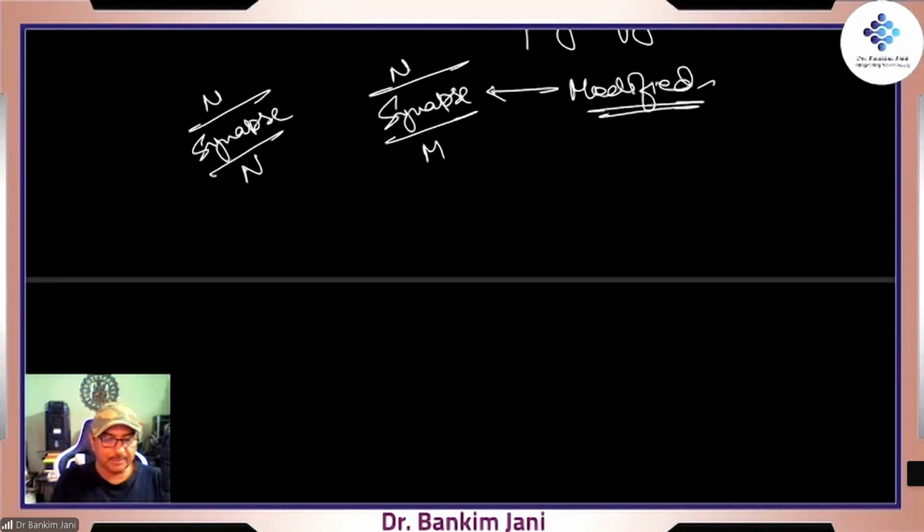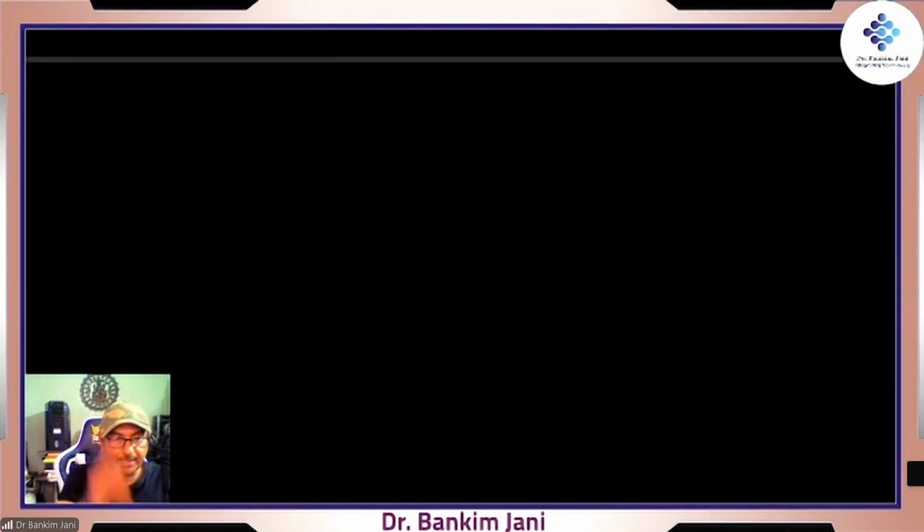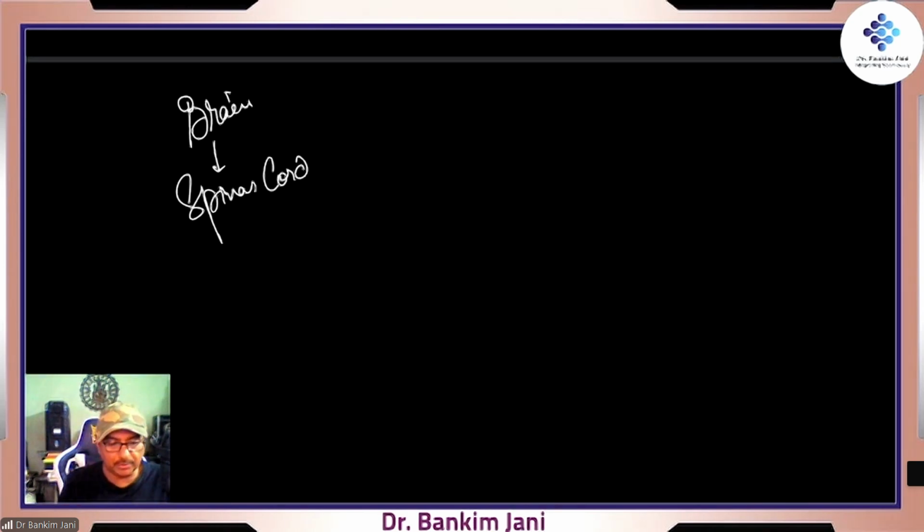Now, when we say about these things, we already know that there is a parasympathetic system and a sympathetic system, and for the sympathetic and parasympathetic systems there are specific neurotransmitters. So the entire game starts from the brain, and from the brain comes the spinal cord, correct? And from the spinal cord, the spinal nerves are coming out.